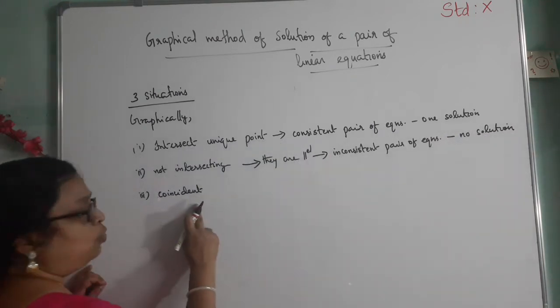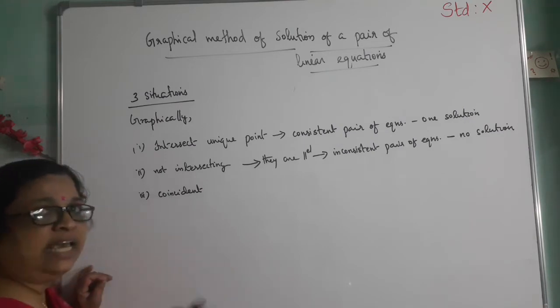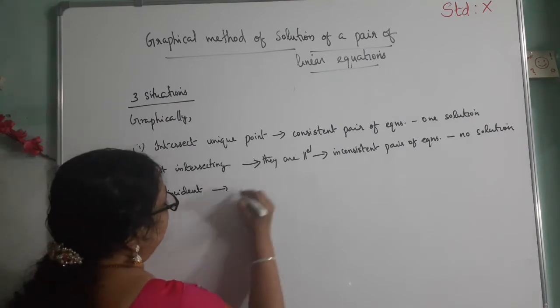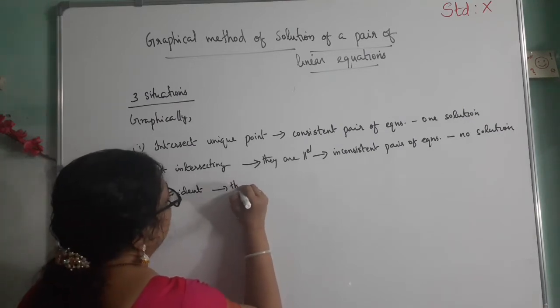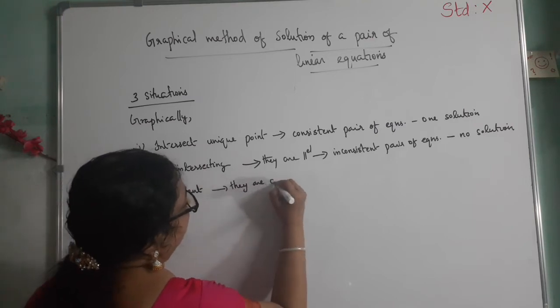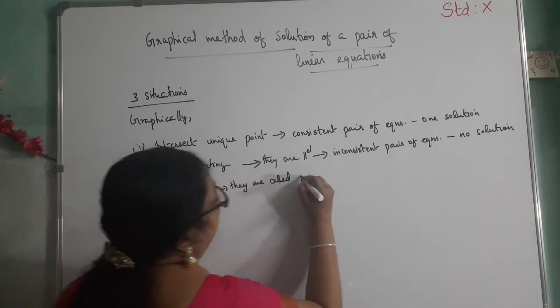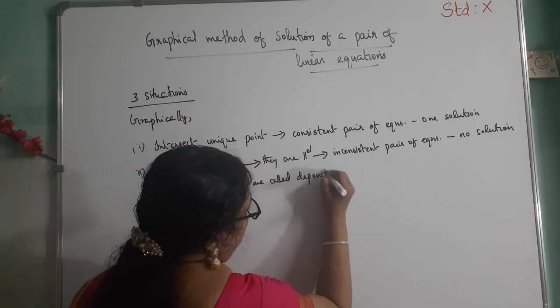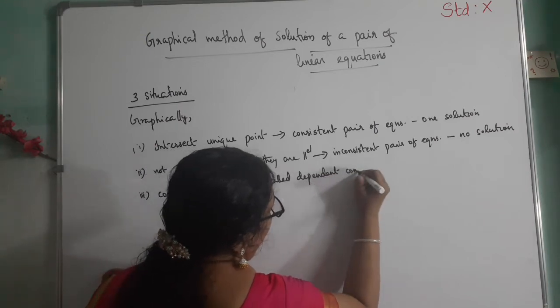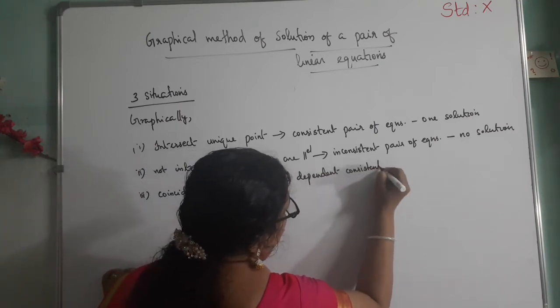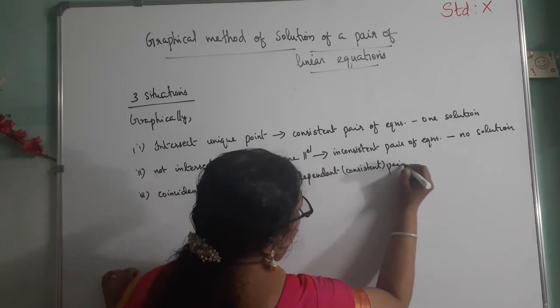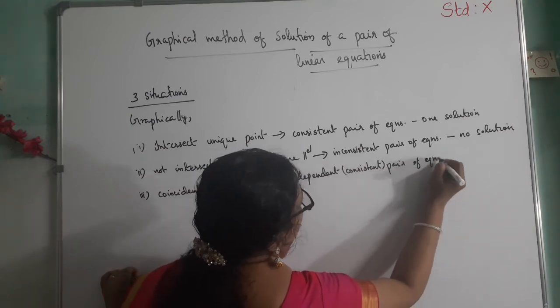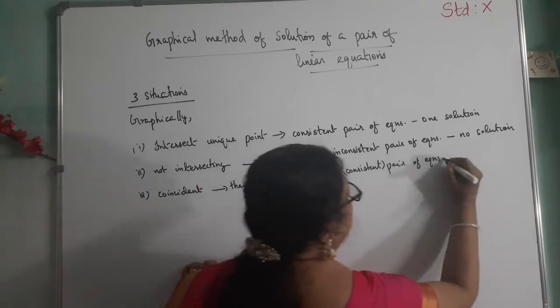Then the third one, coincident. Coincident means the same line occurs. They are called a dependent or consistent pair of equations, and they have many solutions.